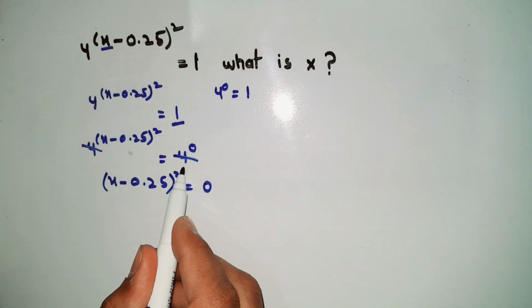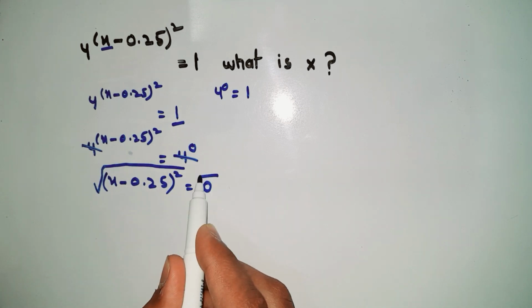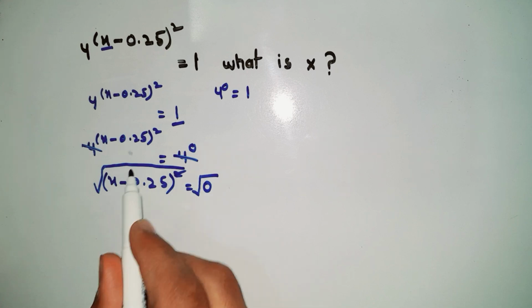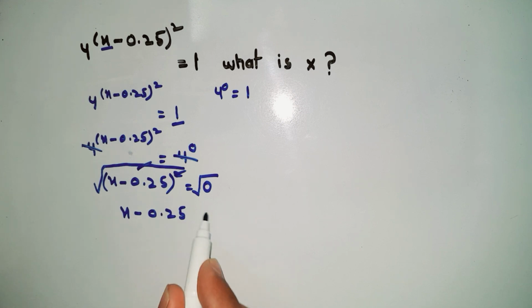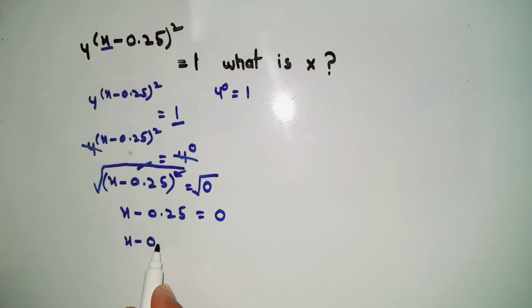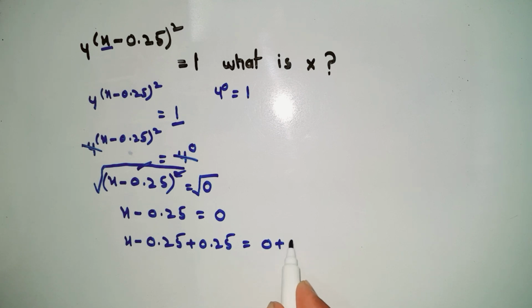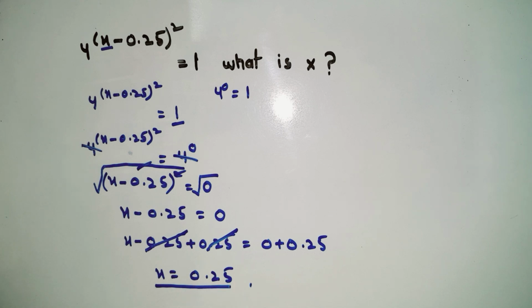Now we take the square root on both sides, square root this side and square root this side. Now the square and square root cancel. x − 0.25 = 0. Now we write plus 0.25 on this side, and we also write 0 plus 0.25. Now minus 0.25 and plus 0.25 cancel. So x is equal to 0.25. So the value of x is 0.25.